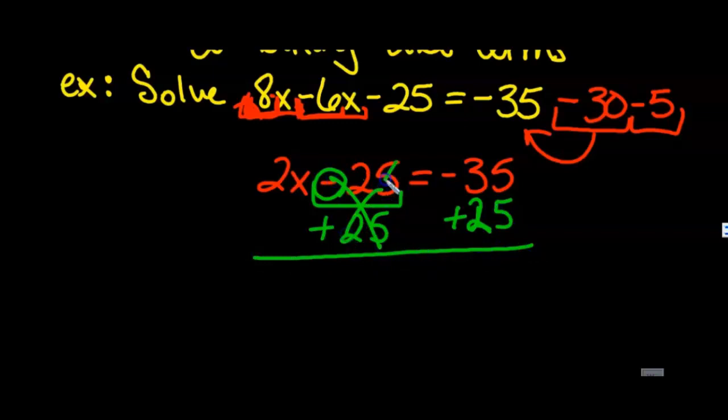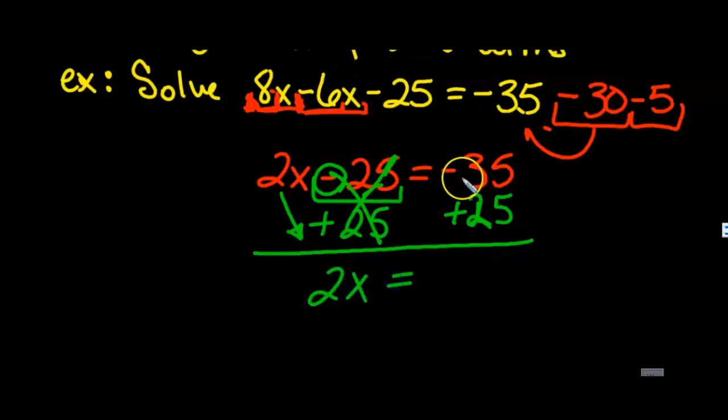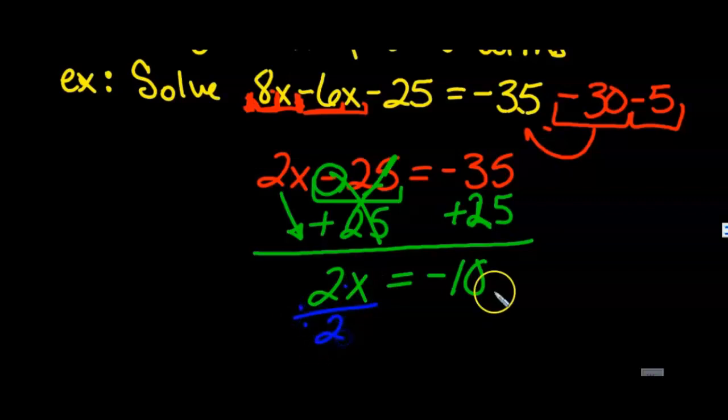Okay, these 25s cancel out. We are left with just the 2x on this side equals negative 35 plus 25, that's negative 10. Last step is, not the last step, we still got to check. But we see multiplication here. x is still not by itself. So we're going to do the inverse operation, which is division. And we're going to end up dividing by 2. Get that 2, undo that multiplication by dividing.